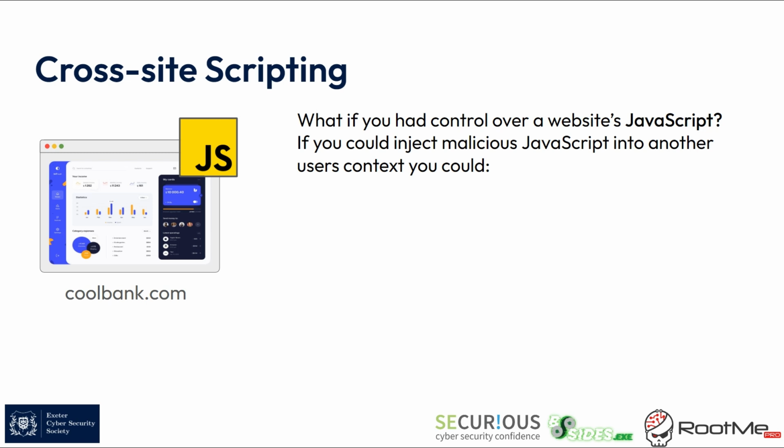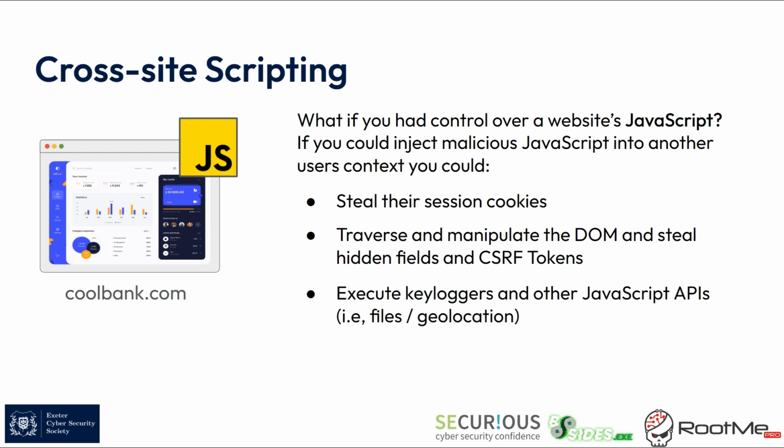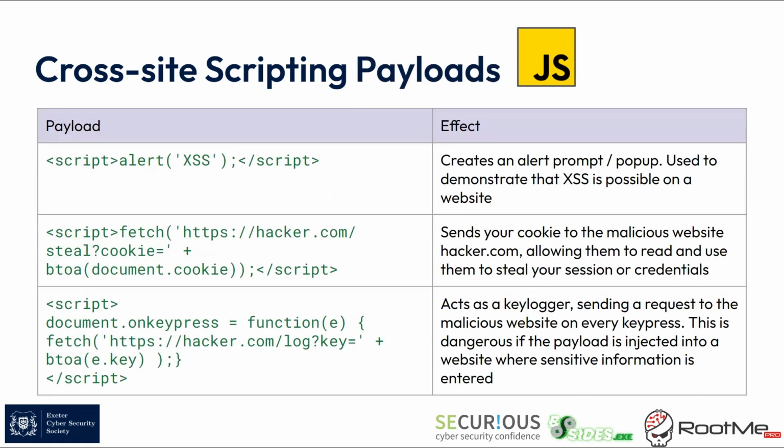So what if you had control over a website's JavaScript? If you could inject malicious JavaScript into another user's context, these are the things that you could do. You could steal their session cookies. You could traverse and manipulate the DOM and steal hidden fields and CSRF tokens, as I just said earlier. You can execute keyloggers and other JavaScript APIs, such as files and geolocation, or you can redirect and send information to a malicious website. So the JavaScript that enables this to happen, we usually call these cross-site scripting payloads, and we'll have a look at these.